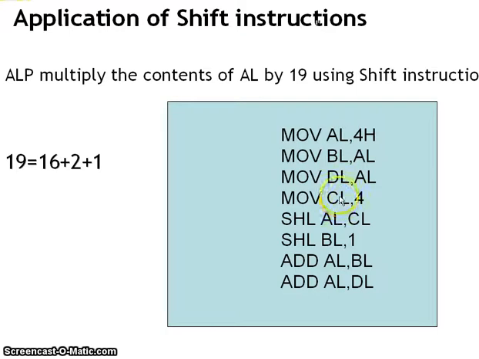And I will move 4 to CL. Now, SHL AL, CL means I am multiplying AL by 16. And SHL BL, 1, I am multiplying BL content by 2. ADD AL, BL, ADD AL, DL. The final result, AL, contains the multiplication of the AL content by 19. So, this is the application of shift instructions.